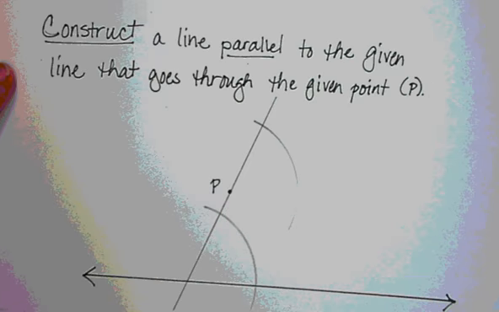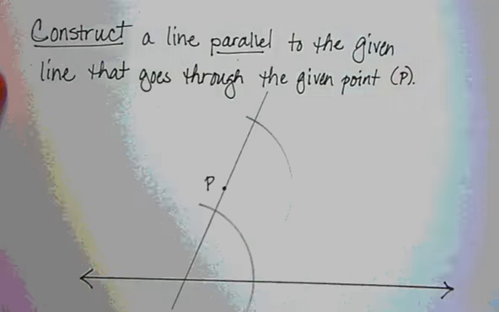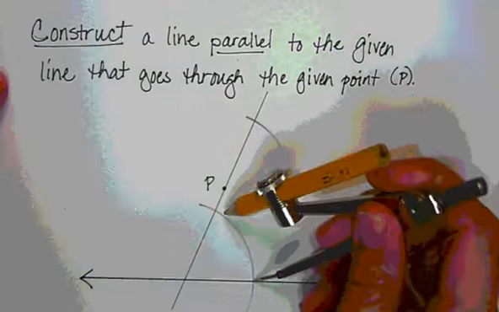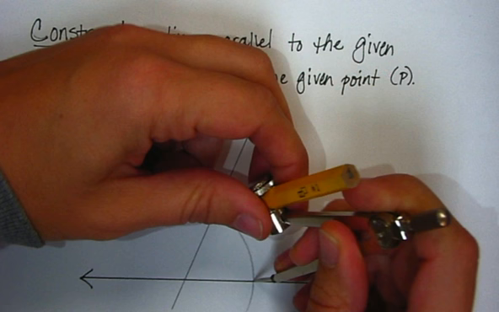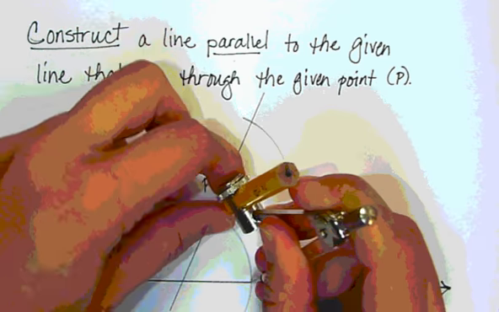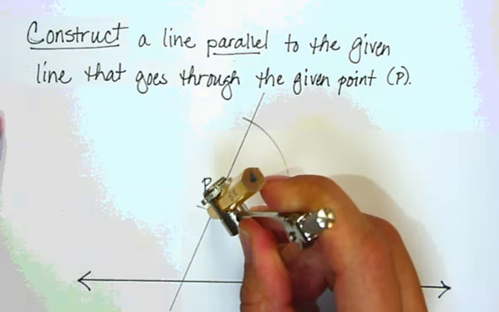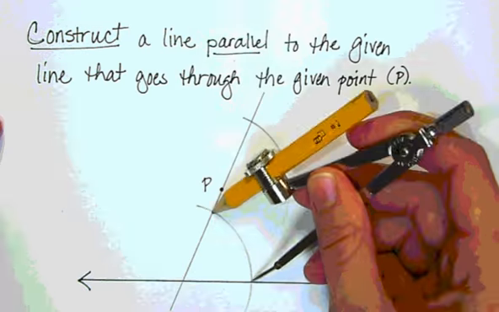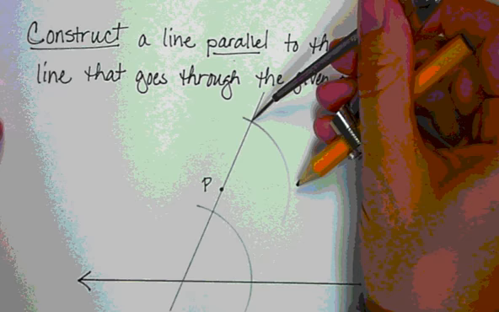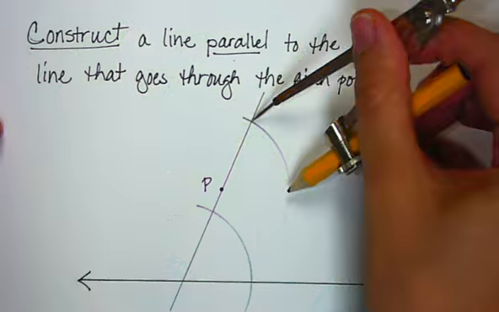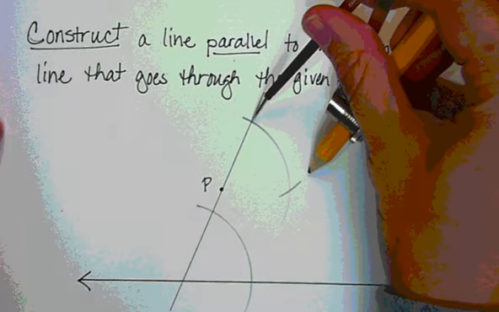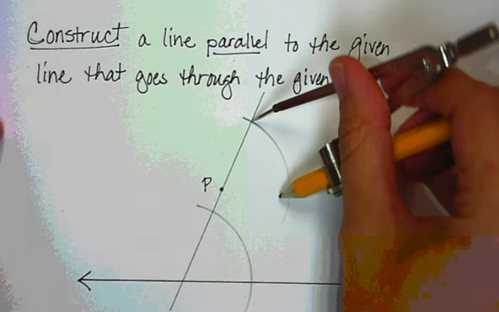Then I need to measure, using my compass, the width of this opening. You can see I do need to change the opening of my compass so that it matches this opening. Again, that's what I'm using to measure. So it's the same opening. Then with that setting, bring it up, put the point in the intersection of where that arc above point P was, and just draw a little slash mark where it crosses that arc.